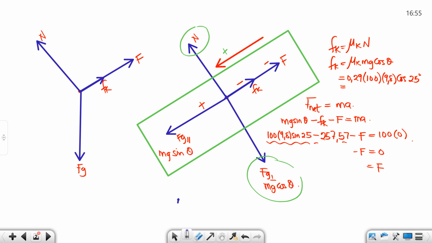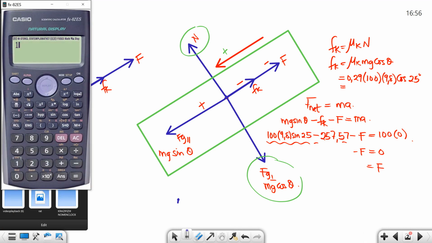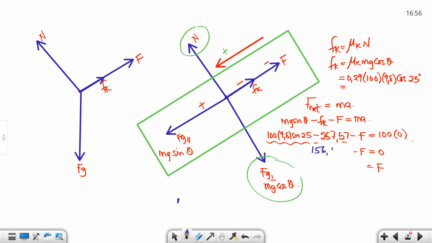The whole thing. Okay, guys, I'm having 156,60. I have 3 different answers. Okay. It's 100 multiplied by 9.8 sine 25, all right, minus 257,57. 156,595. 156,595 minus F. Moving F over there. All right, that's our final answer.